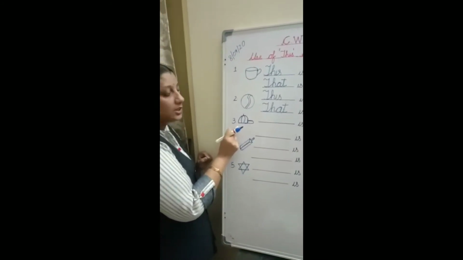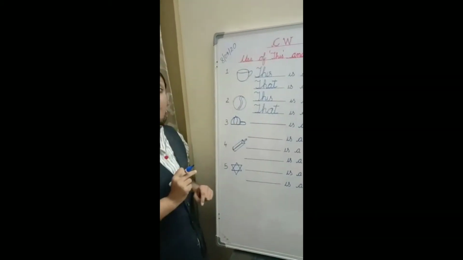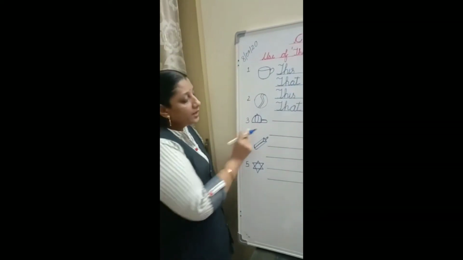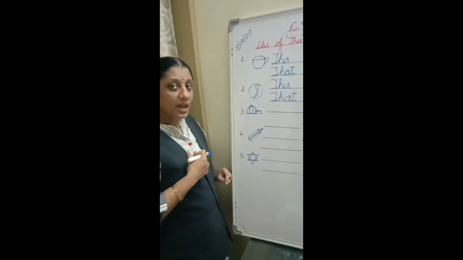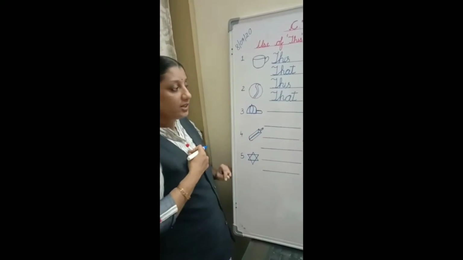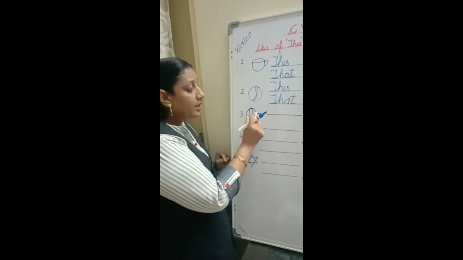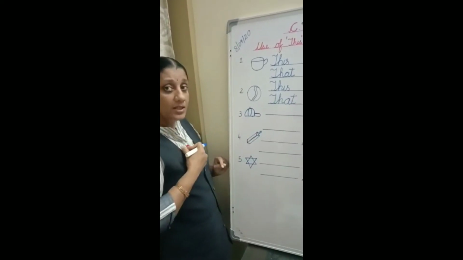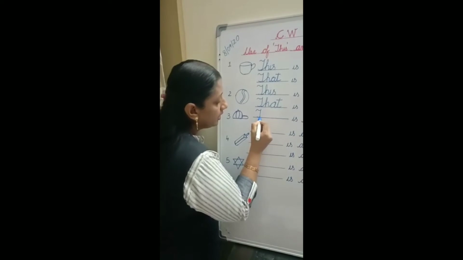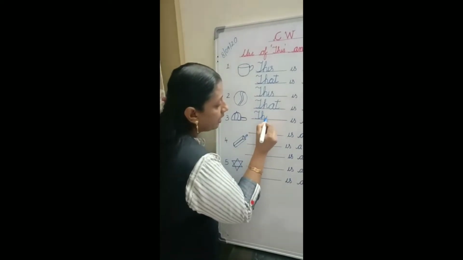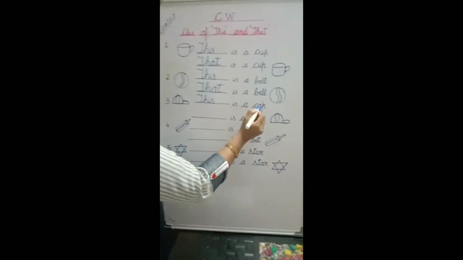Now one more object. See, look at the third one. Here it is a cap. Okay. The cap is very near to ma'am. Hope everyone can see the cap. The object which is very near to us, what do we write? We write this. This is a cap.